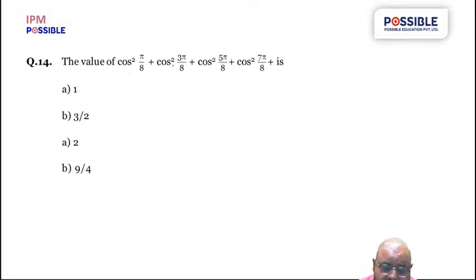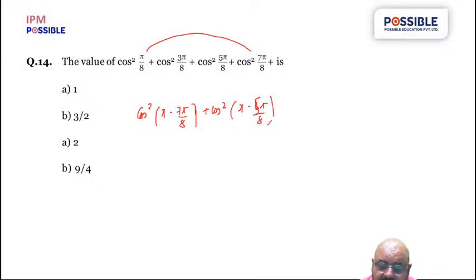Question 14 then says cos square. Okay, we know that pi by 8 and 7 pi by 8 are related, in the sense that cos square pi by 8 is nothing but cos square pi minus 7 pi by 8. Similarly, cos square 3 pi by 8 is pi minus 3 pi by 8, 5 pi by 8. So this becomes, since I am looking at an angle in the second quadrant, cos in the second quadrant is negative. So this becomes minus cos 7 pi by 8 square. This becomes minus cos 5 pi by 8 square.